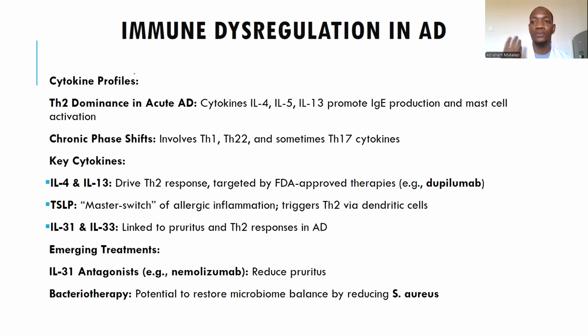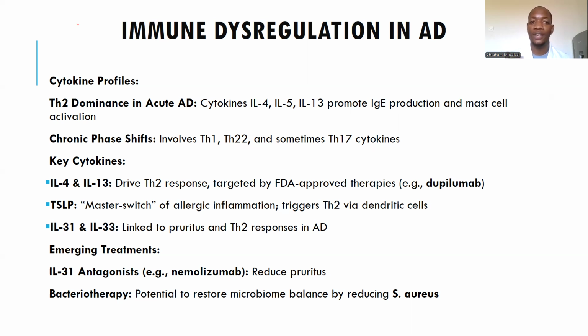And then when it comes to chronic atopic dermatitis, there's a shift from T helper 2 to T helper 1, T helper 22, and sometimes even T helper 17 cytokines. So in the chronic phase of atopy, there's a shift from T2 to T1 based immune response.